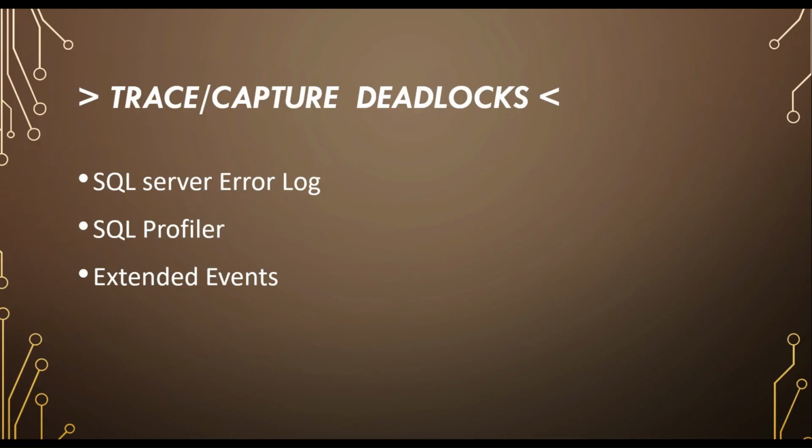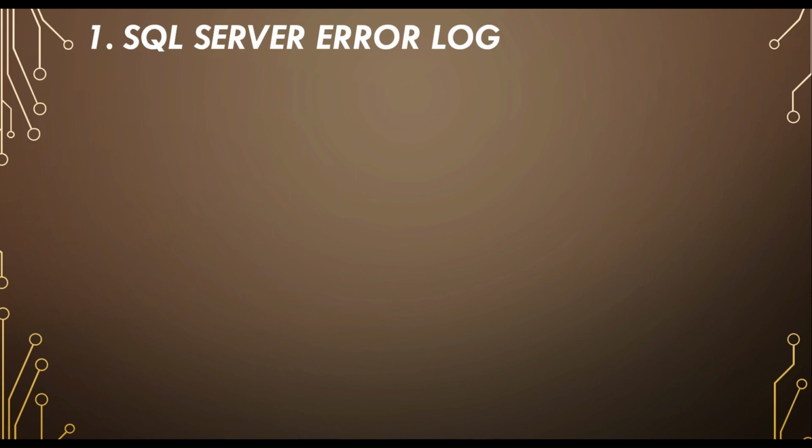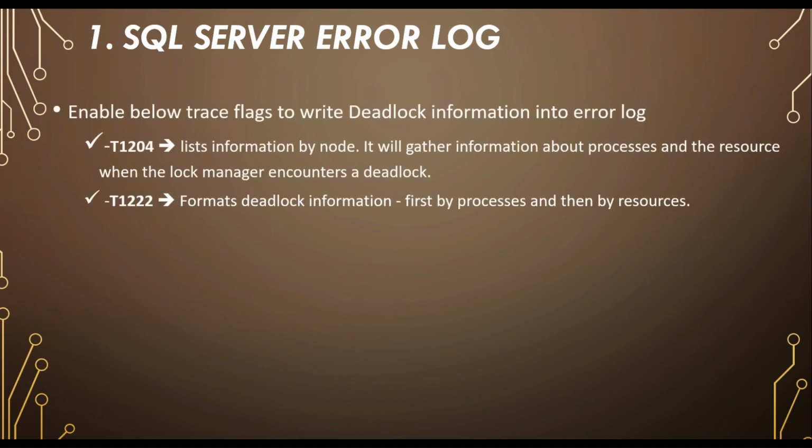First we will look into the SQL Server error log. We have to enable two trace flags to write deadlock information into the SQL Server error log. By default, these trace flags are not enabled. They are in disabled mode. If these are not enabled, SQL Server will not write any deadlock information into the error log.